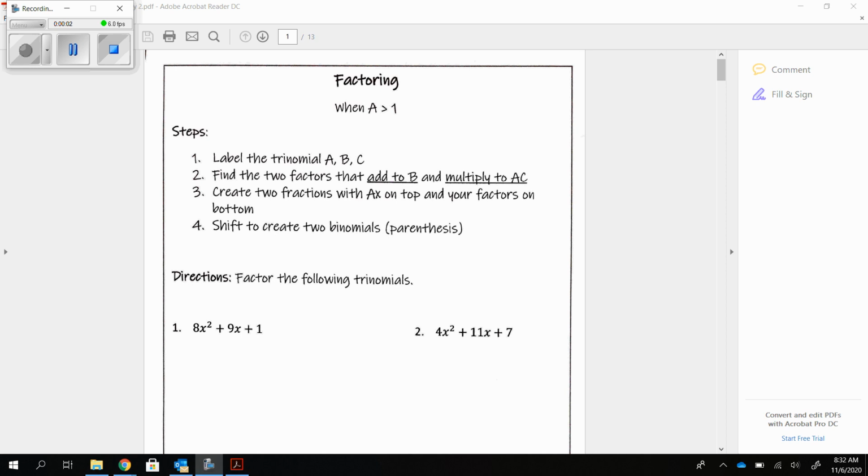All right, we've already done factoring when a is equal to 1. It was pretty simple. Now we're going to take it a step up, and we're going to do factoring when a is greater than 1. It's not much harder. It's just a couple extra steps, a little bit more thinking.